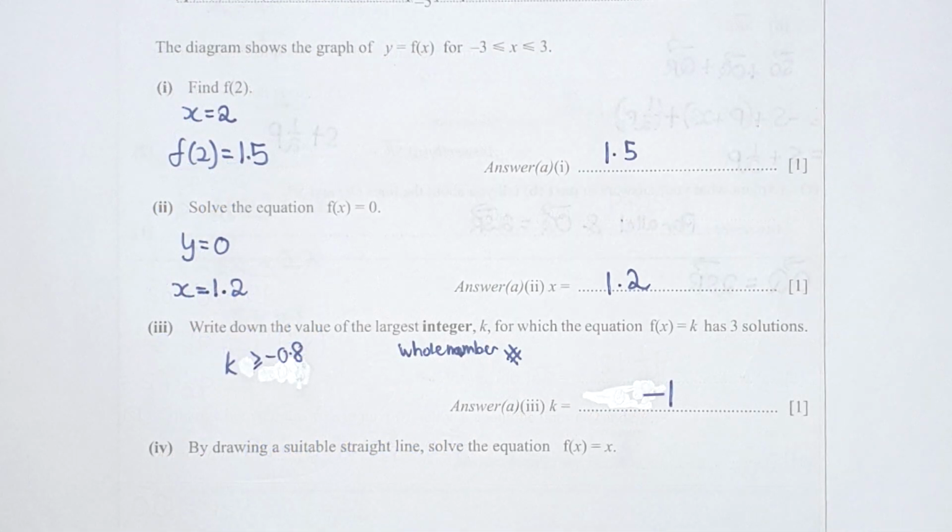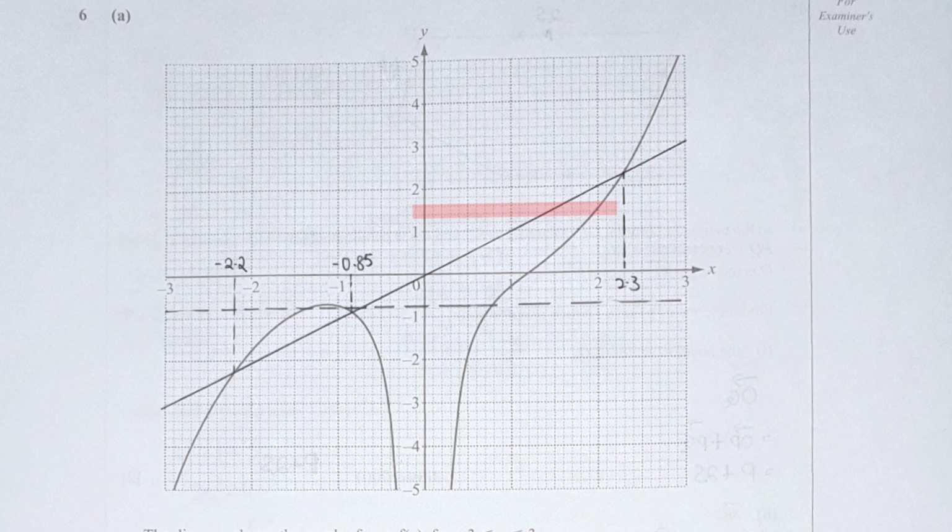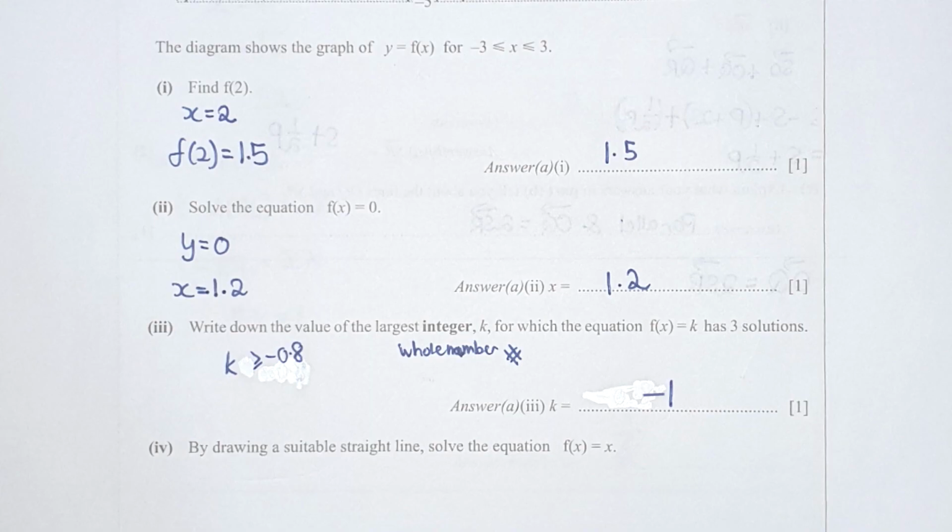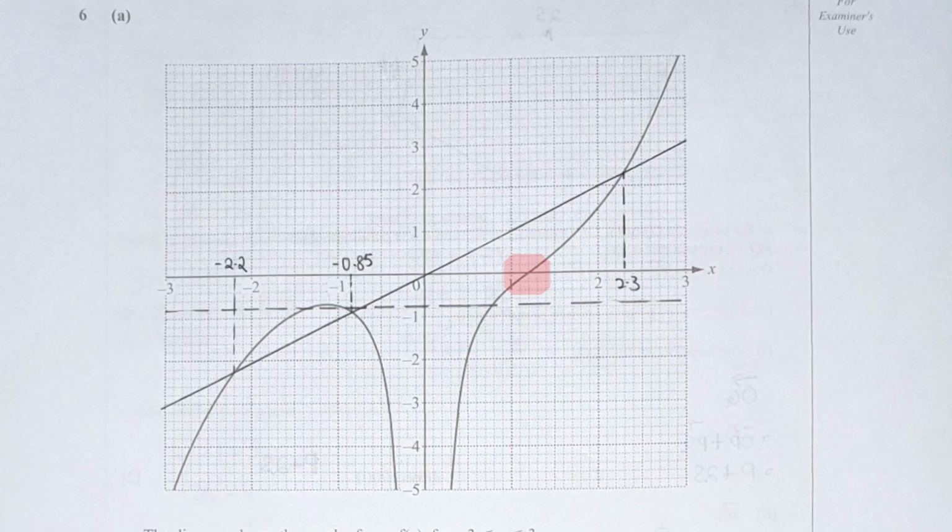Question 10, pretty straightforward. Find f(2). So the 2 inside there actually represents x. So when x equals 2, your y's value will be 1.5. For the next one, solve the equation f(x) equals 0. This one is when y equals 0, your x will be 1.2.